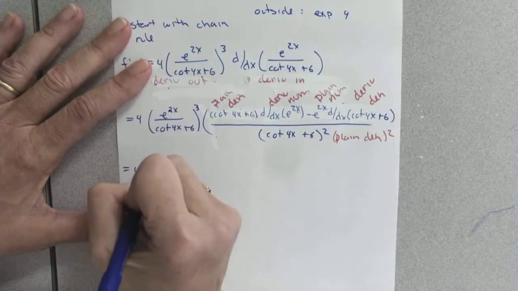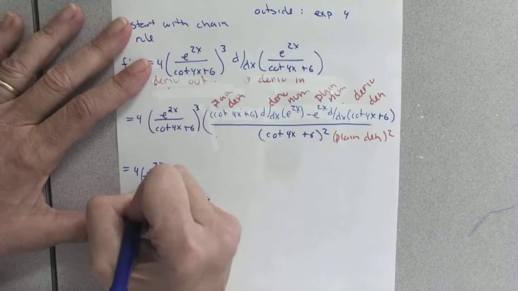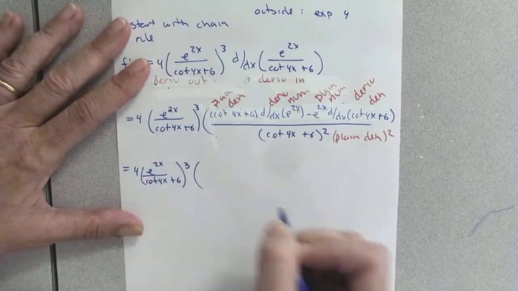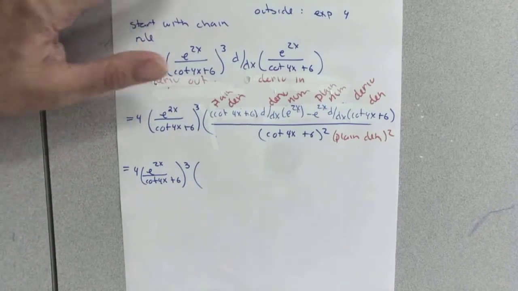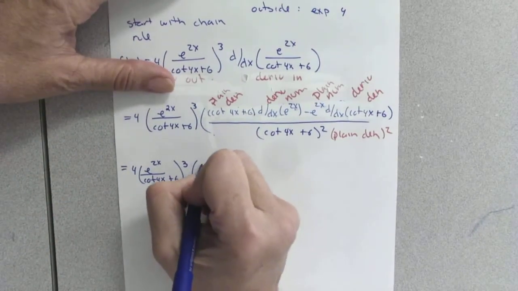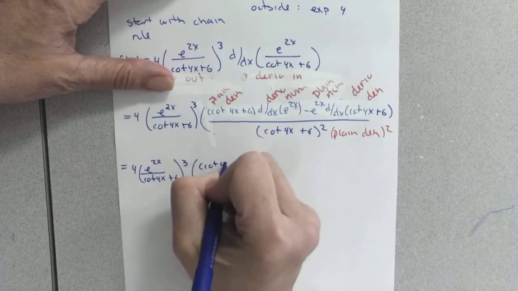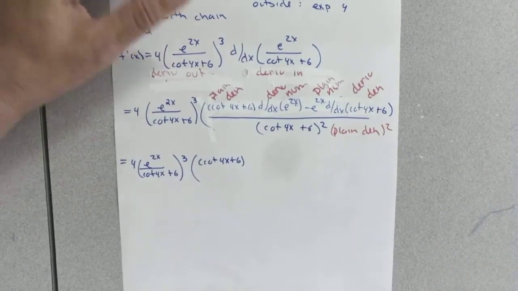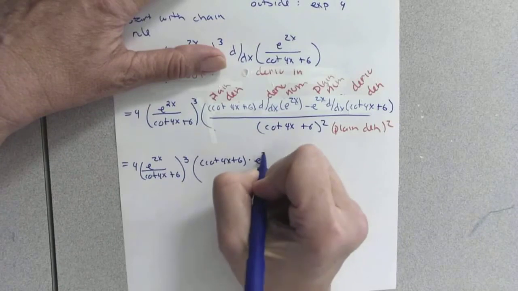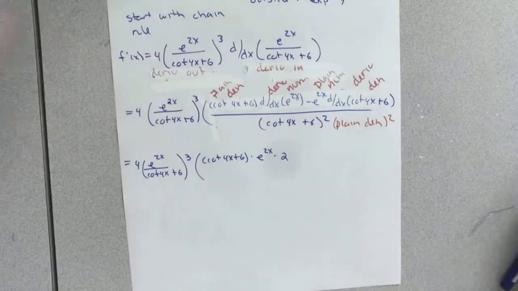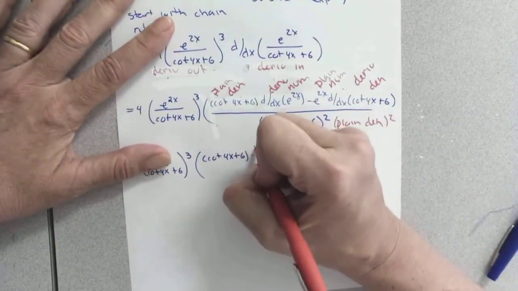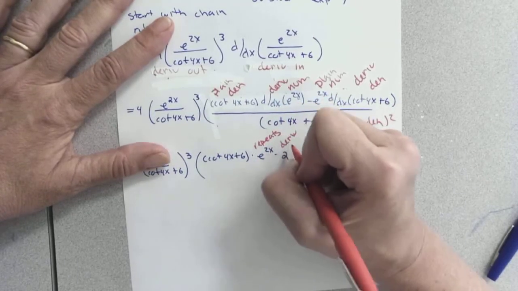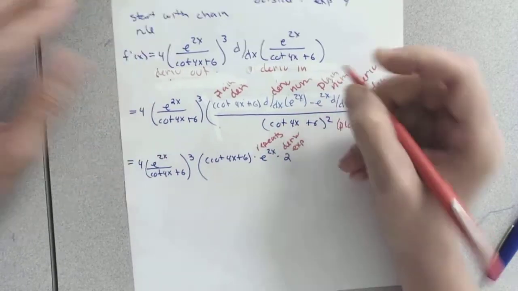So 4e to the 2x over cotangent 4x plus 6, quantity cubed. Plain denominator, so we won't do a thing. Cotangent 4x plus 6. Then I get to the e, and so we remember our words, that it repeats, derivative of the exponent.